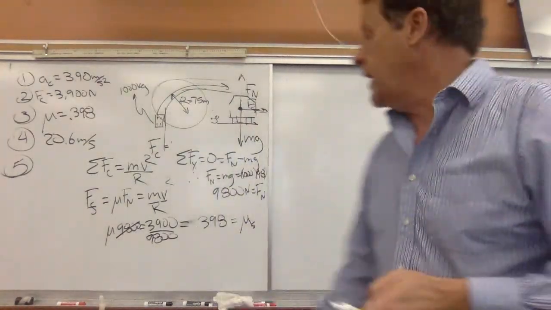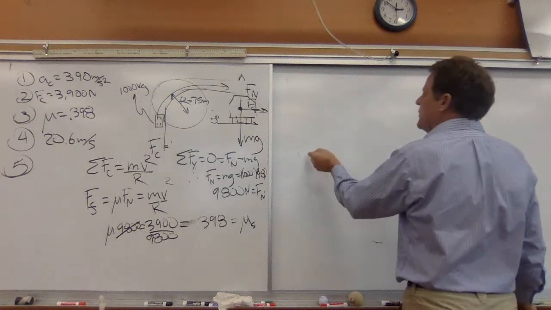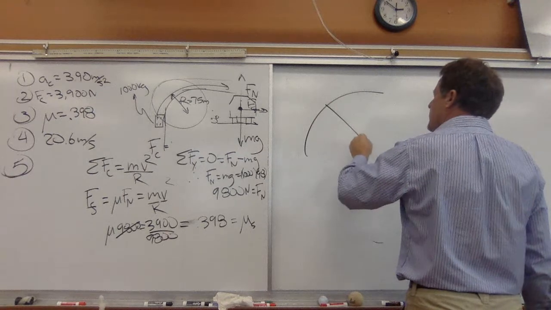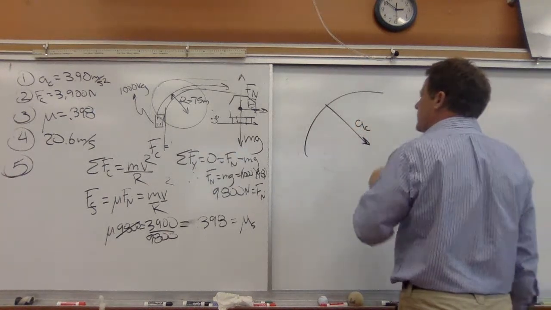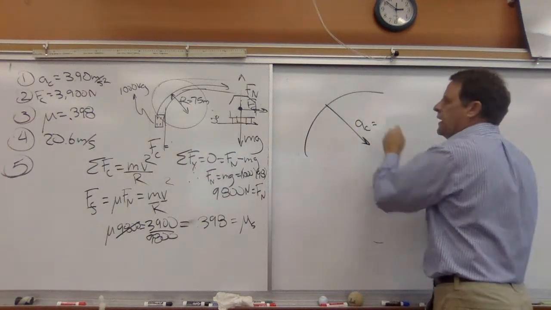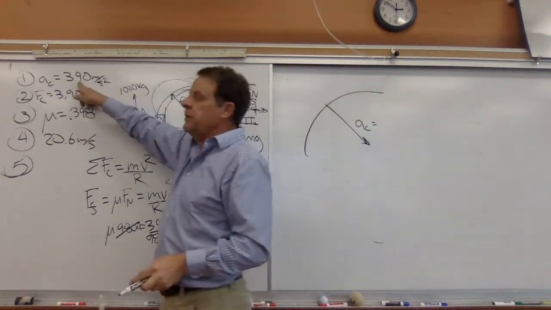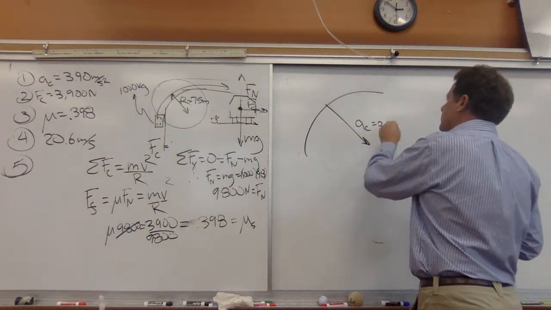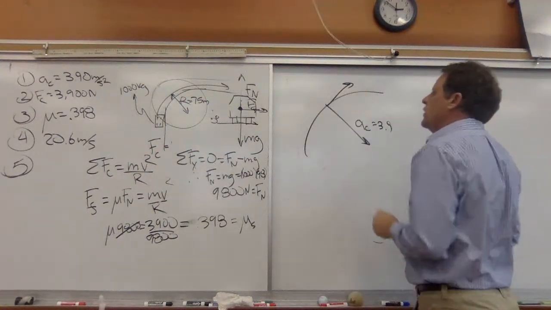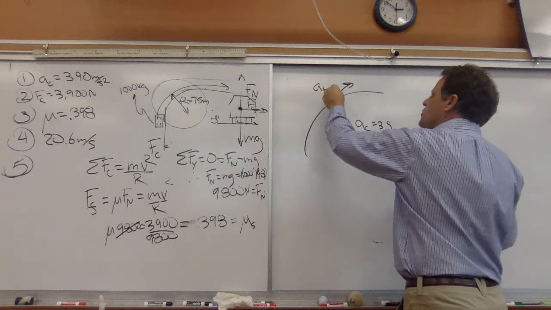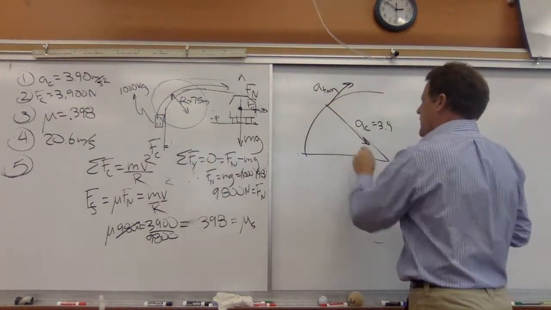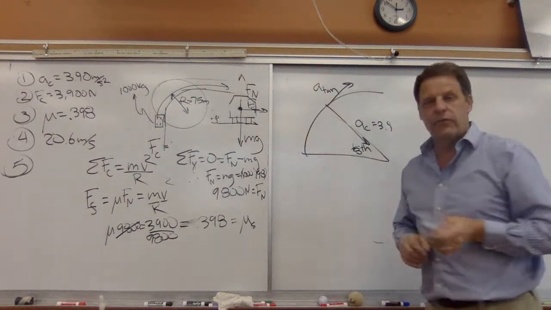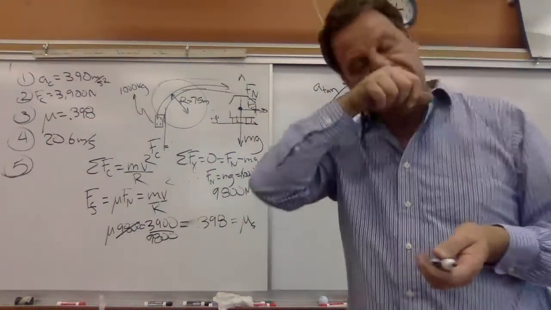All right, so now we want to think of this car going around here. So we know that there is going to be a centripetal acceleration, and we already know that that is 3.9. But we're going to have a tangential acceleration, and we're going to have this 1/8 of the way around.